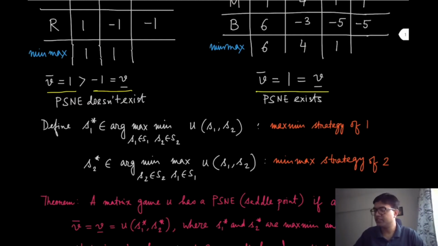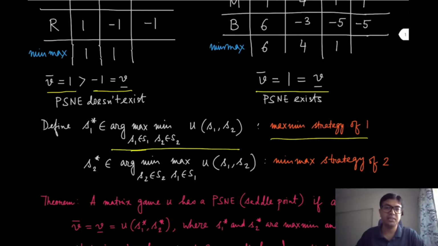So first, we are defining the max-min strategy of player 1, and this is just the strategy for player 1 which is the argmax over these minima. So this is the formal definition. For a specific strategy S1, what is the minimum value, and then which strategy maximizes that, we are going to call the max-min strategy for player 1. It is in some sense the safest strategy, or the worst case optimal strategy, for player 1.